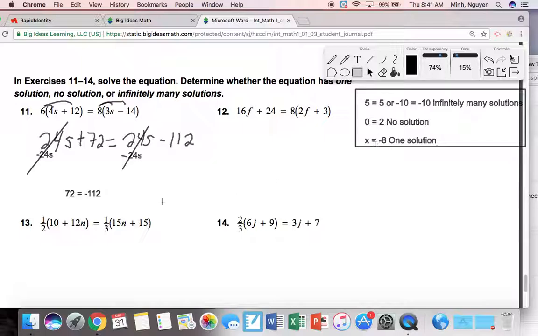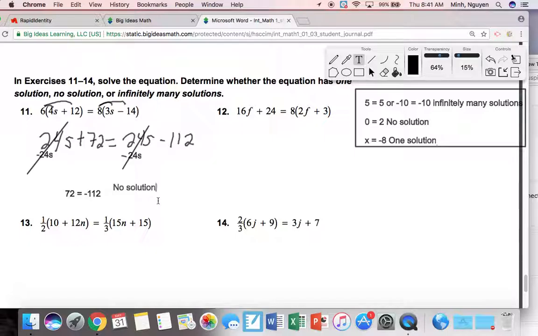Which one does it fit? Do we have an x equals one number? No, so there's not one solution. Do we have one number equaling itself? No, that's not the same number. Do we have two different numbers equaling each other? Yes. What does that mean? No solution. That means there's no answer. No matter what number you plug in, this problem will never work out.